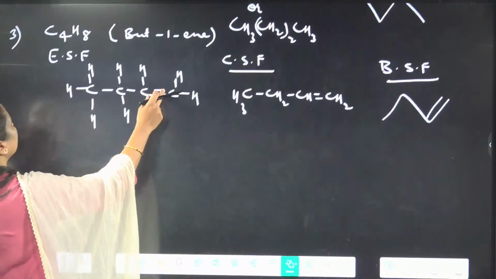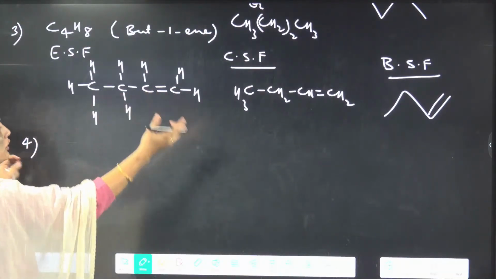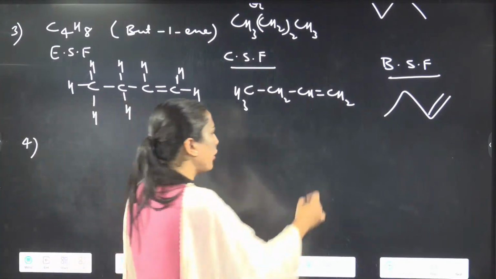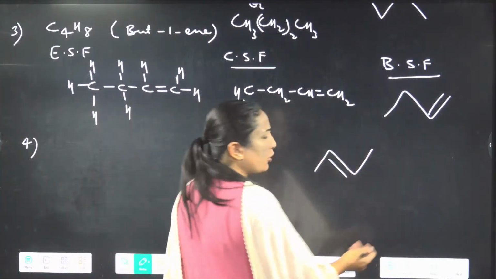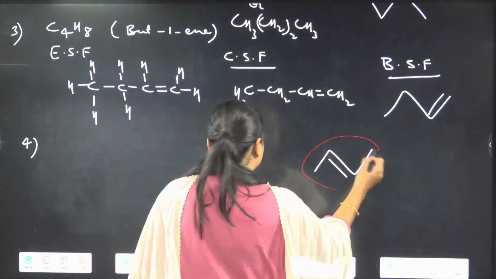Now, let us go for, suppose it is but-2-ene, then you can simply draw like this. I'm not drawing it. You can simply draw it like this, but-2-ene. But-2-ene, sorry, not yne, right?